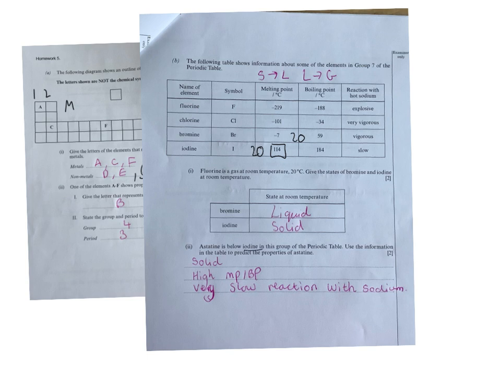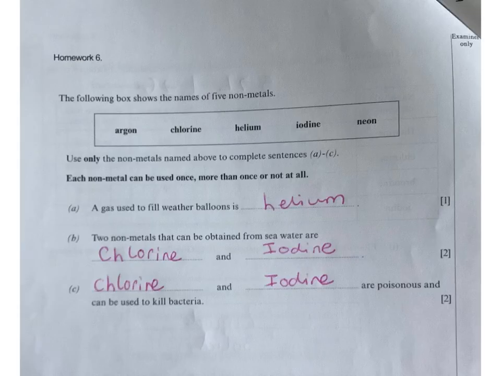Astatine is below iodine in the group in the periodic table. Use the information in the table to predict the properties of astatine. So it'd be a solid, have quite high melting and boiling points, very slow reaction with sodium. So just think about what's going to happen on each of these properties. Okay, the following box shows the names of some substances. Each can be used once, more than once, or not at all. A gas used to fill weather balloons is helium. Two non-metals that are obtained from seawater are chlorine and iodine. Chlorine and iodine are poisonous and can be used to kill bacteria.